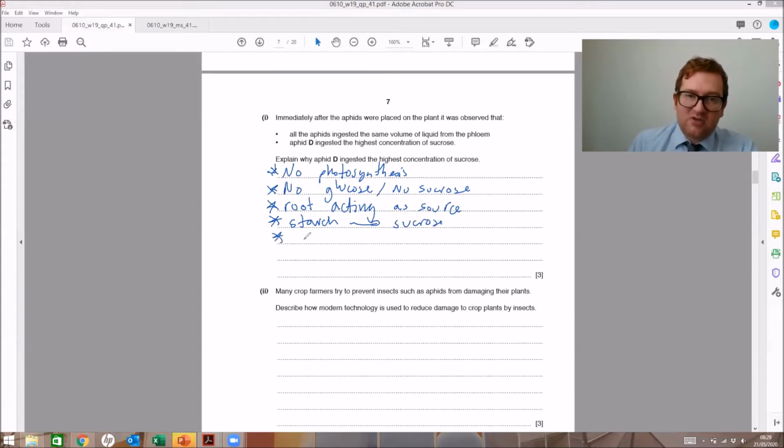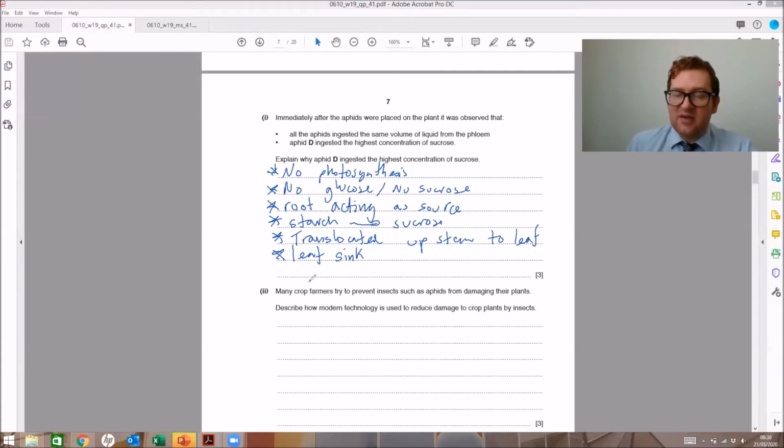And then this would be translocated up the stem to the leaf. Now, as a result, in this context, the leaf is now the sink, where that sucrose is going to be metabolized and used for respiration as glucose.